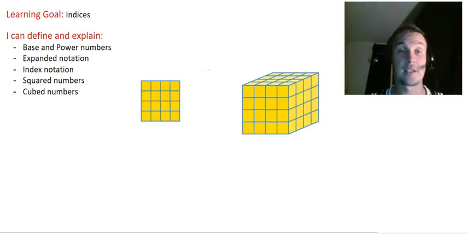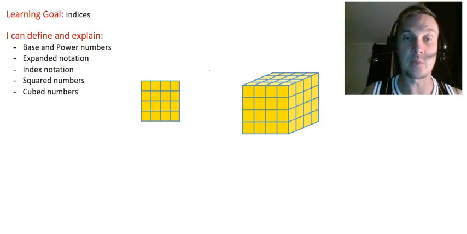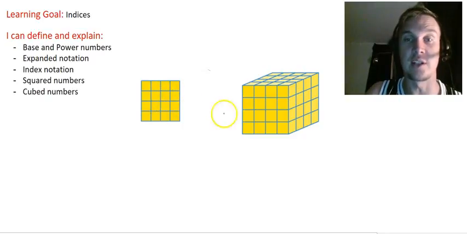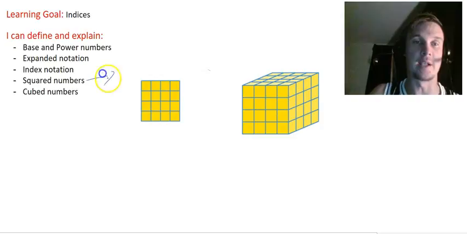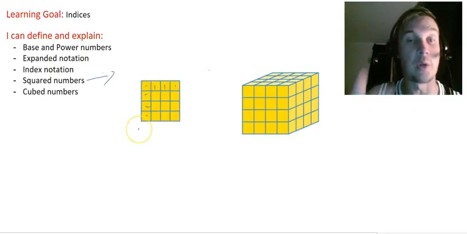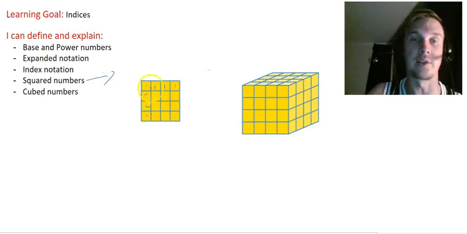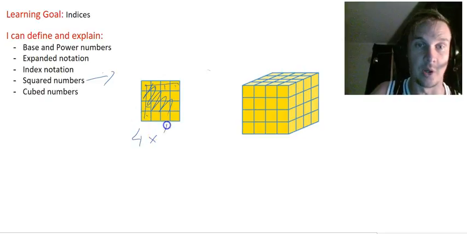Often we get this question, a number squared, or 3 squared. The best way to represent that is using these symbols here, so we understand what it means. If we have a squared number, you can see this square is made up of 4 rows and 4 columns. We know from previous videos that to work out the total area, we multiply the length by the width. So that would be 4 times 4.